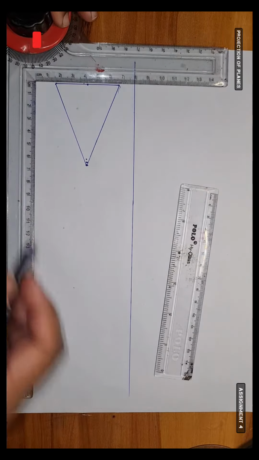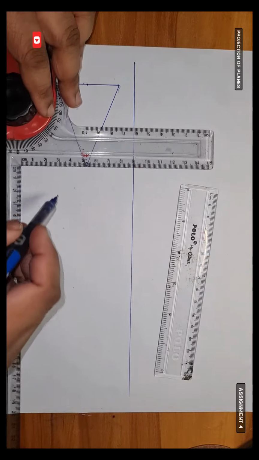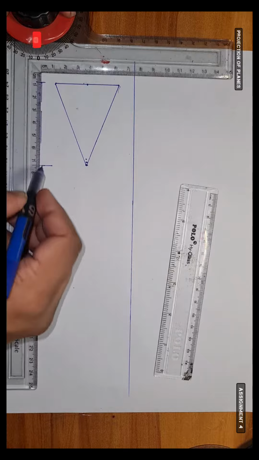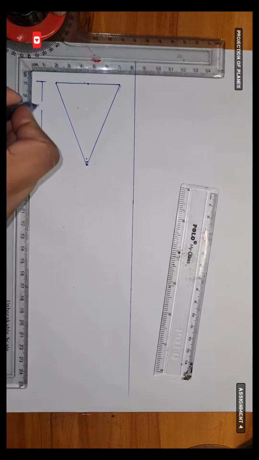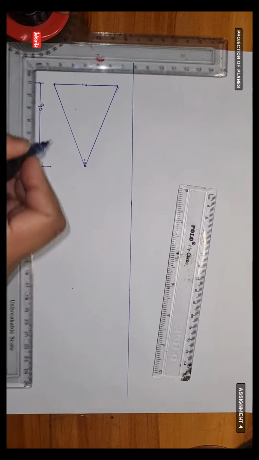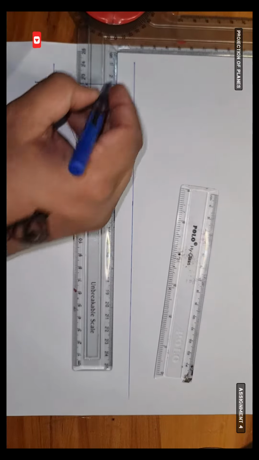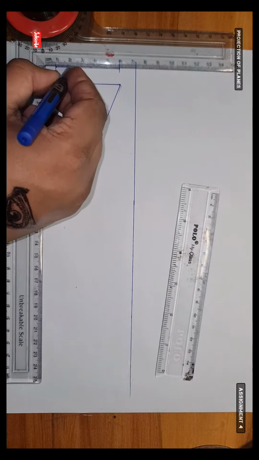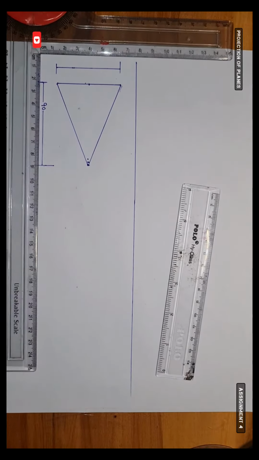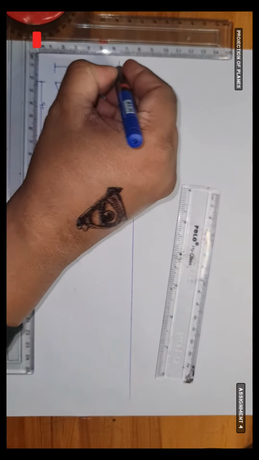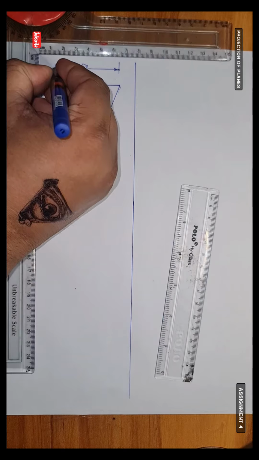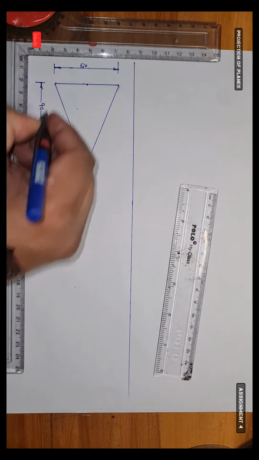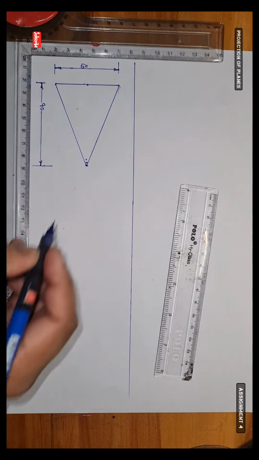So you have to give the dimension also, beyond its actual position. You should write the height as 90. You should give the dimension at some distance from the main line. The width is 50. So this is how an isosceles triangle has been made.